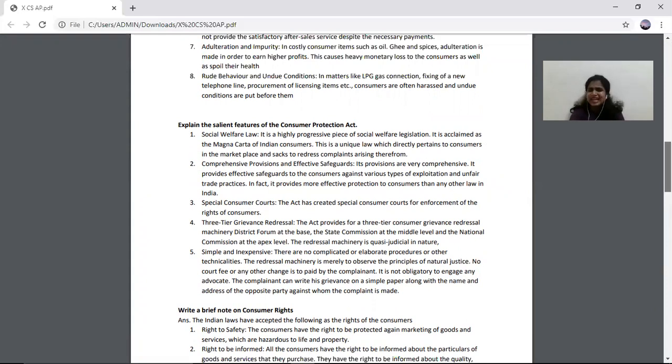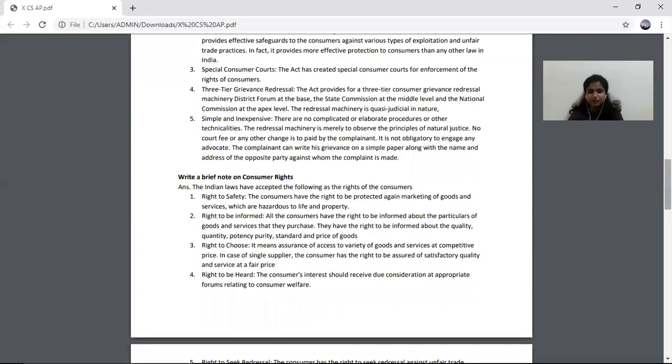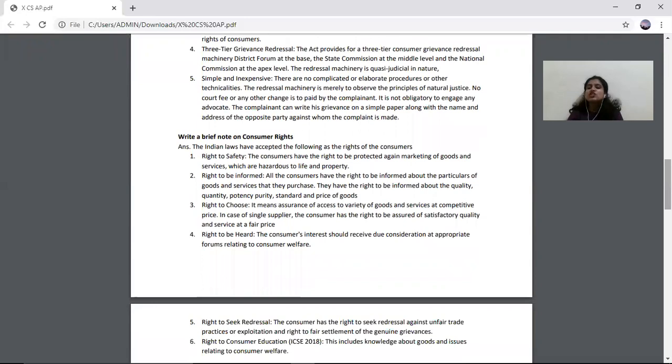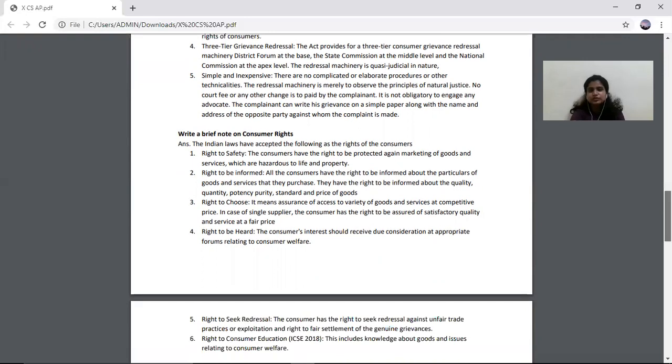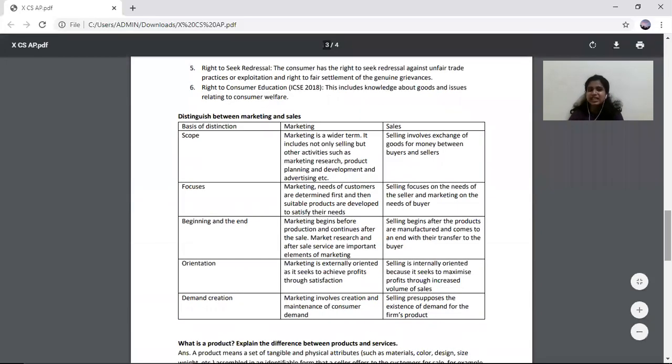Moving on to the next main question under section B, that is question number 3. Write a brief note on consumer rights. Now students, again, you will write the sentence, you will write the heading, and you will write the explanation. Since it is for 5 marks, you will write 5 points, right? The next question is question 3B. Distinguish between marketing and sales.